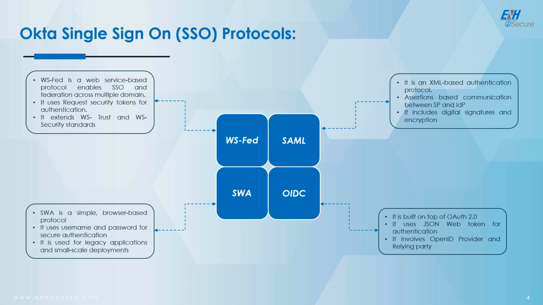SWA, Secure Web Authentication, is a simple browser-based protocol. It can be used on applications that won't support federation. As it uses username and password for secure authentication, it can be used on legacy applications and small-scale deployments. OIDC, called OpenID Connect, is an authentication protocol that enables secure, decentralized, and scalable identity management. It is built on top of OAuth 2.0, adding an identity layer to provide standardized authentication and profile information exchange. It uses JSON Web Tokens for authentication.